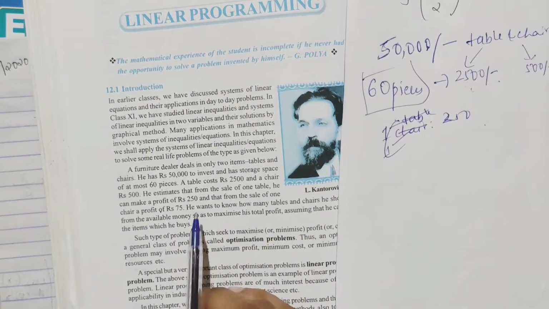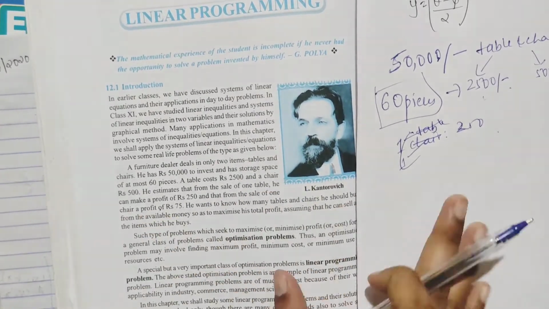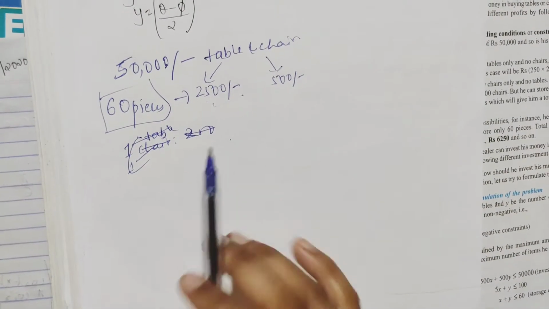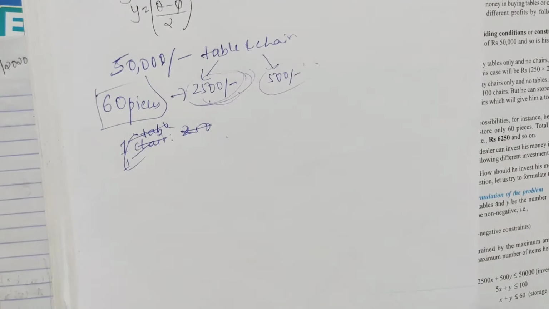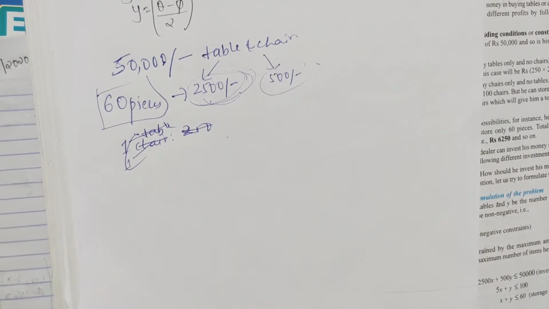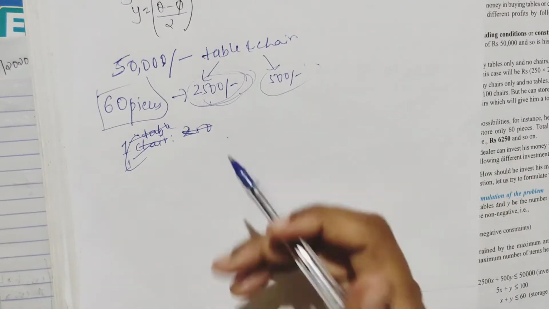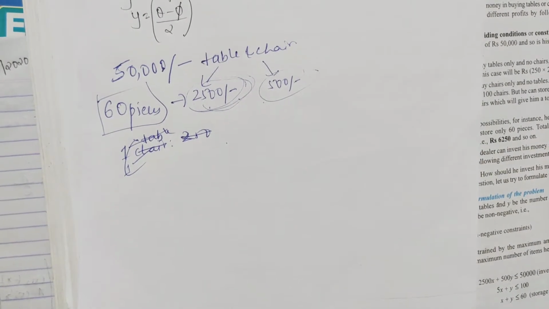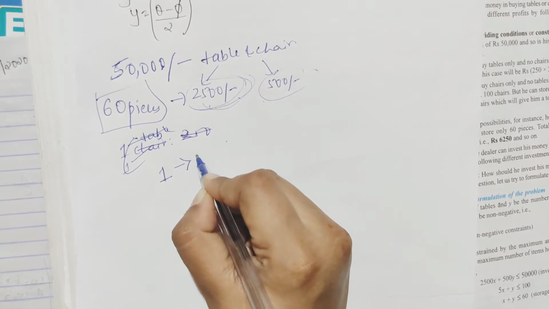What he is telling is a table cost. He estimates that from the sale of one table he can make a profit. So what he is telling now is that he has taken this amount of tables and chairs. We don't know how many tables and how many chairs, but he himself is calculating. Now when he keeps them for sale, he is estimating that from one table he will make a profit.